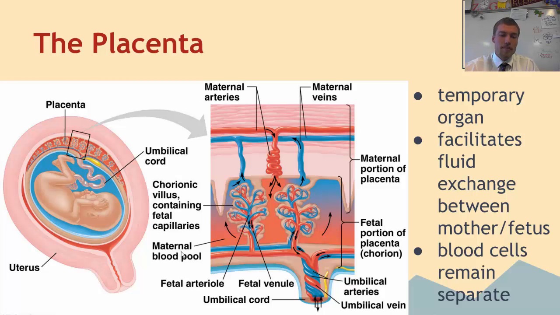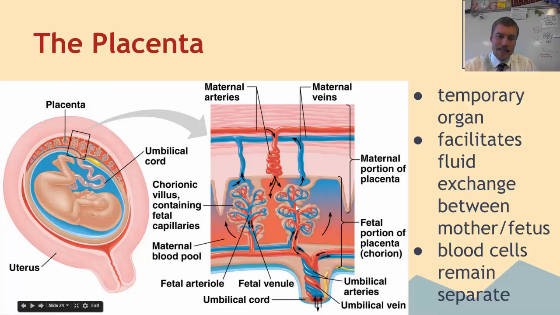Now, there is a blood barrier here, so there is never actually any exchange directly between the fetus and the mother in terms of the blood swapping over, which is good because they could be the wrong blood type. So you don't want the immune system of either one attacking the other.